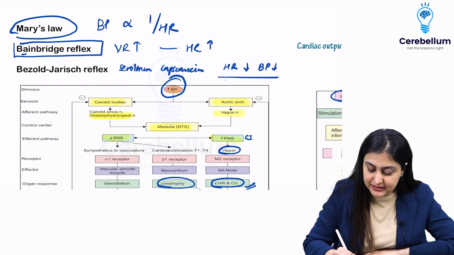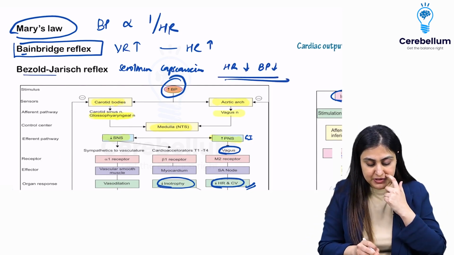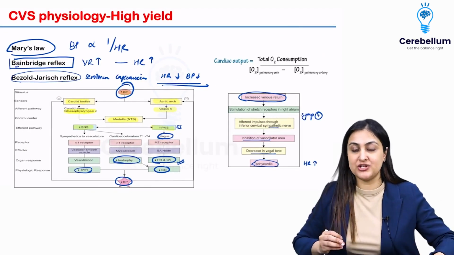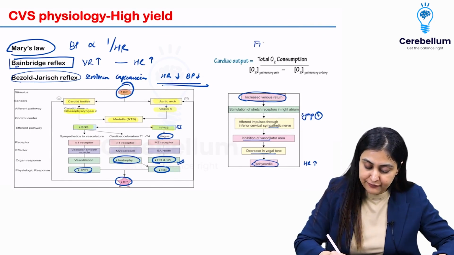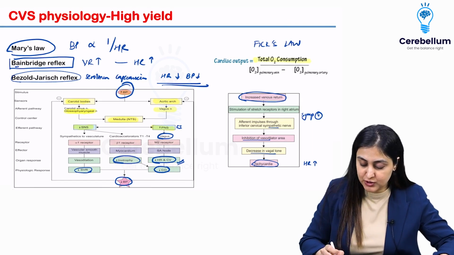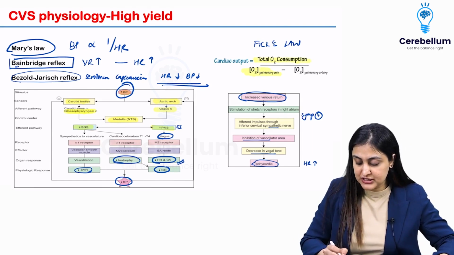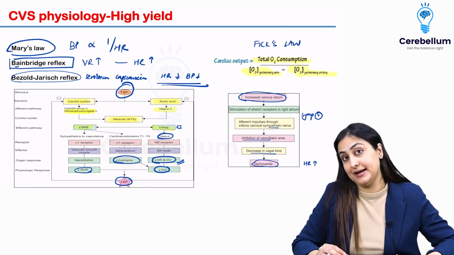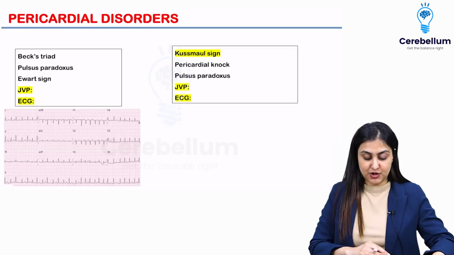So they are going to be directly proportional. So this is Bezold-Jarisch. They just ask you these name-based questions here. You can just go through this. This is the Fick's law for estimating cardiac output: if we know the total oxygen consumption, oxygen in the pulmonary veins, and oxygen in the pulmonary artery, then you can know the cardiac output. So this is what Fick's law says.